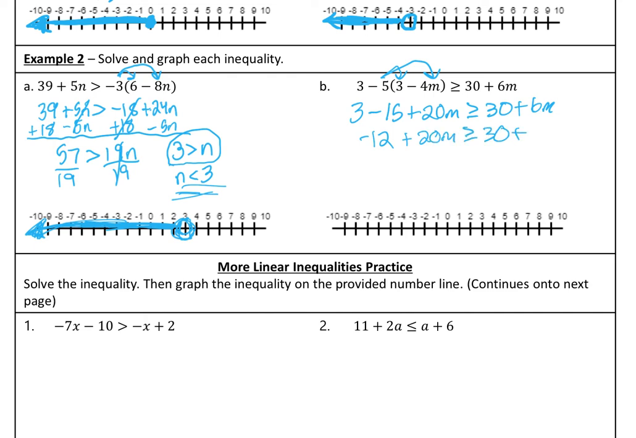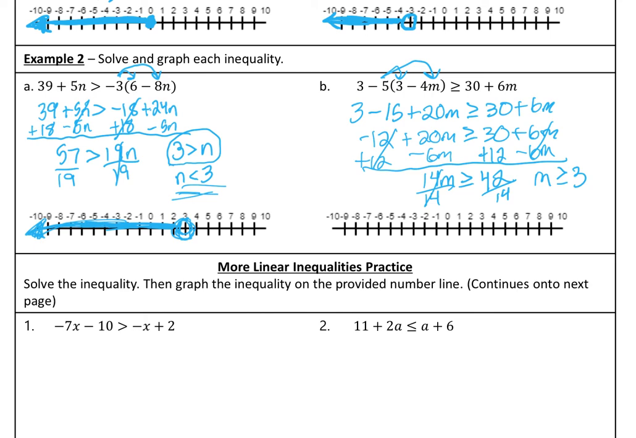And then we got to get those m's on one side and the numbers on the other. So I'm going to subtract 6m and add 12. Okay, so m is greater than or equal to 3, so that's a filled in dot, and we shade to the right.